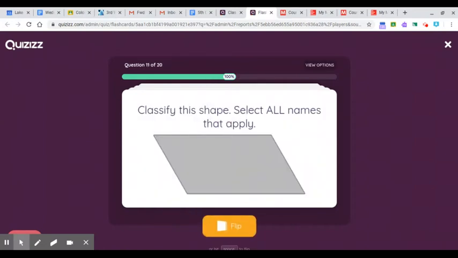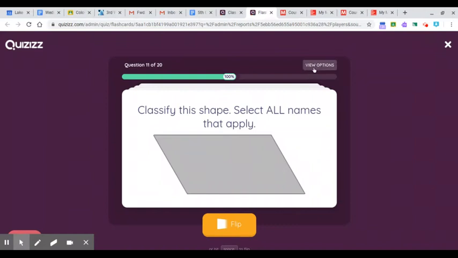Hopefully you guys are making notes of all this. Classifying this shape, and we're going to pick all the names that apply. So again, I see that these are congruent and parallel. These are congruent and parallel, but no right angles here.